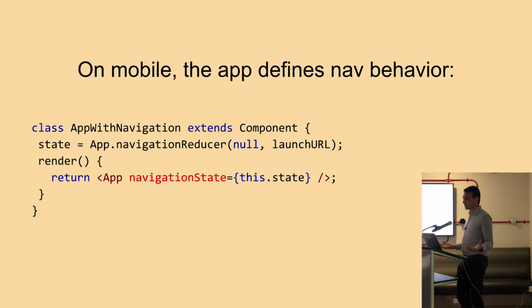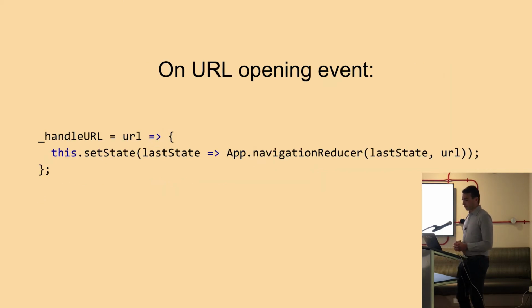In the case of the podcast app, you saw that we had that nested structure, but other apps might even have a deeper nested structure. And at the top level, we have no idea how to handle that. So we can call into the navigation reducer to determine the navigation state, and then we'll just pass that into the app.